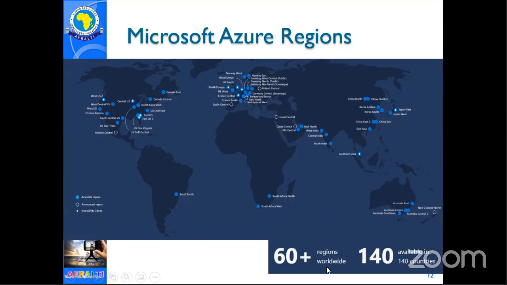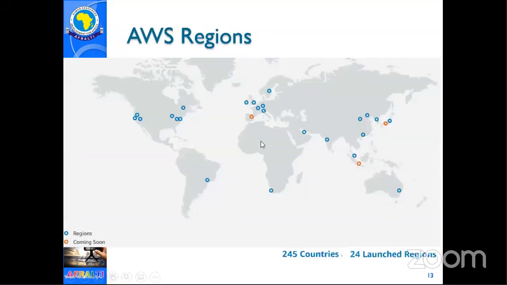Microsoft has 60 regions worldwide, and they are continuing to add more. And they are available in 140 countries. For Amazon, a similar design. They are available in 245 countries and 24 regions. The same setup. If you come to Africa, in Cape Town, they have several data centers within Cape Town that offer different availability zones in that region, and so on and so forth.